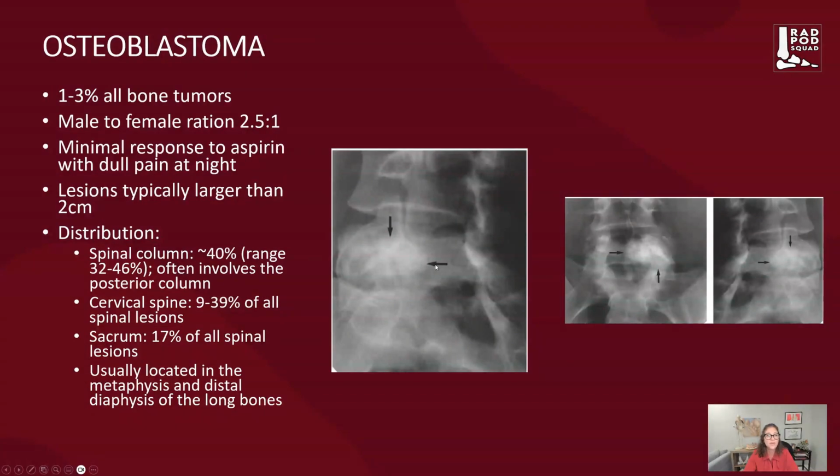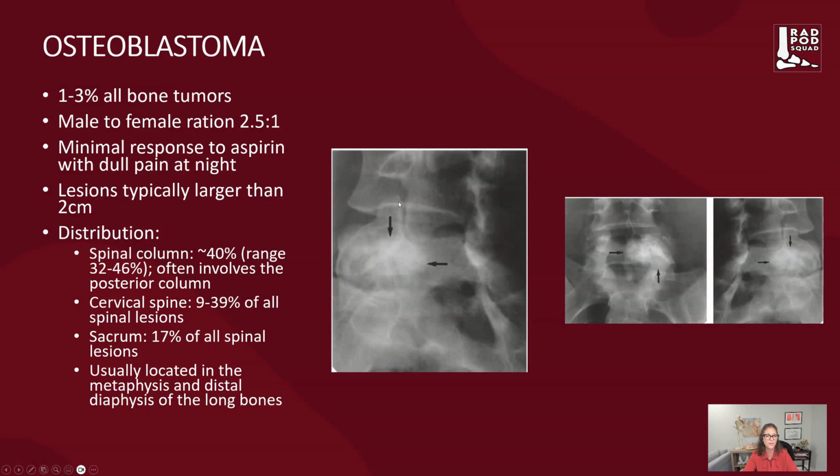Osteoblastomas are considered rare, 1 to 3% of all bone tumors, having a male to female predilection of 2.5 to 1. These lesions tend to be larger, greater than 2 centimeters, and their most common location is in the spinal column, usually in the posterior elements. What we're looking at here is seen on the frontal view. We can see our vertebral body, and there's something overlying the region of the pedicle. Looking at the oblique view, we can appreciate the Scotty dog.